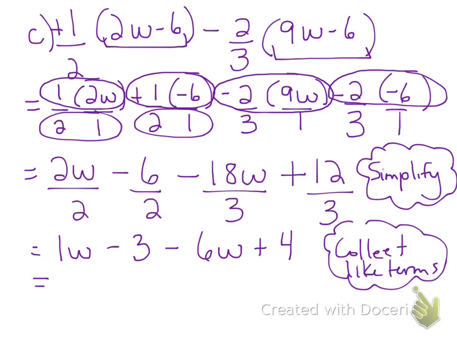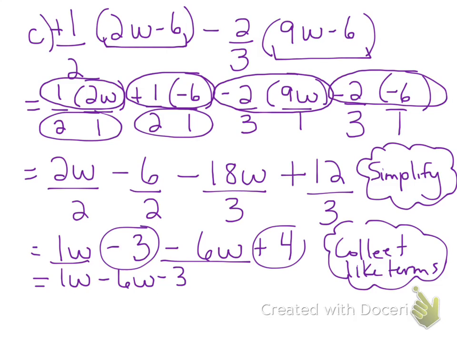Okay. Now 1w and negative 6w go together. Then we have negative 3 and plus 4. 1w minus 6w is negative 5w. We have more negatives, so it's negative 5w. And negative 3 plus 4 is positive 1.